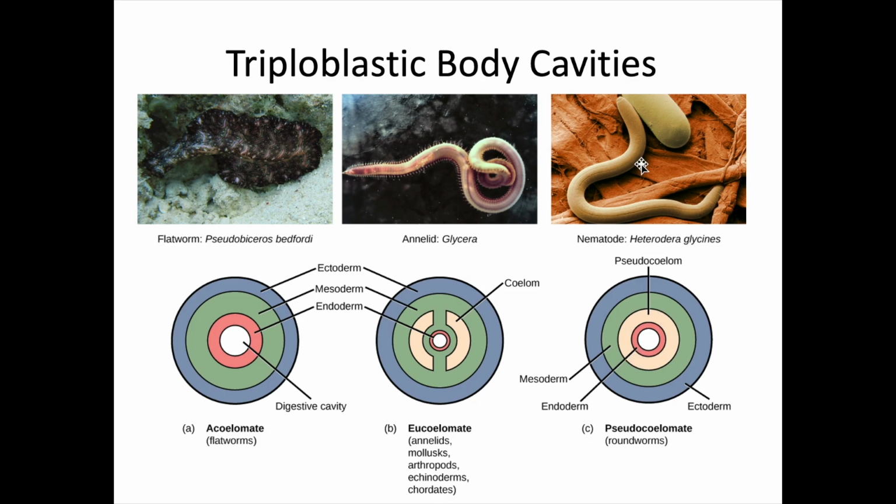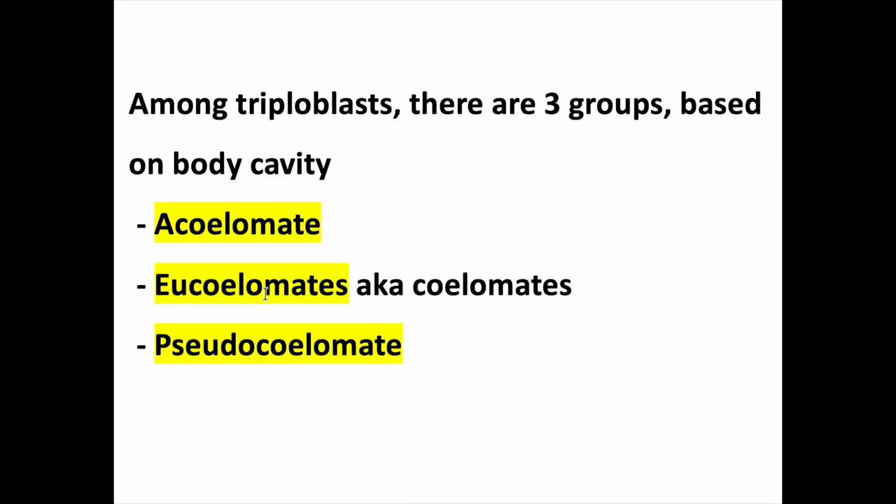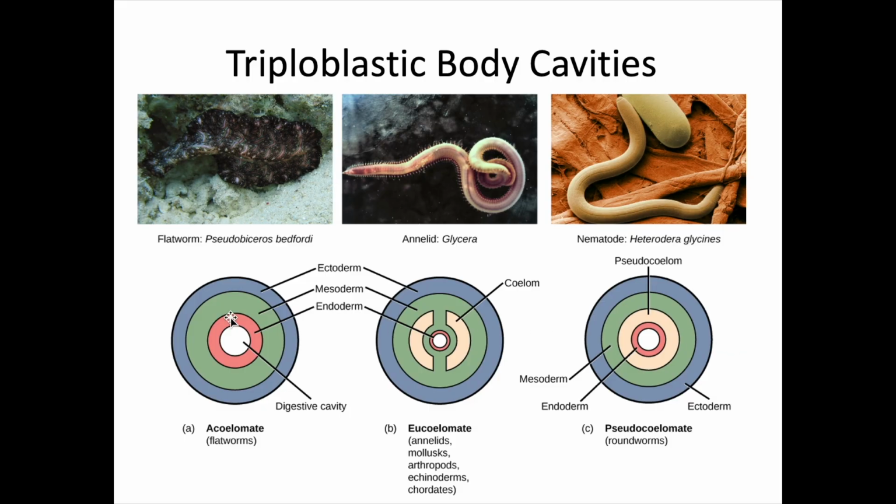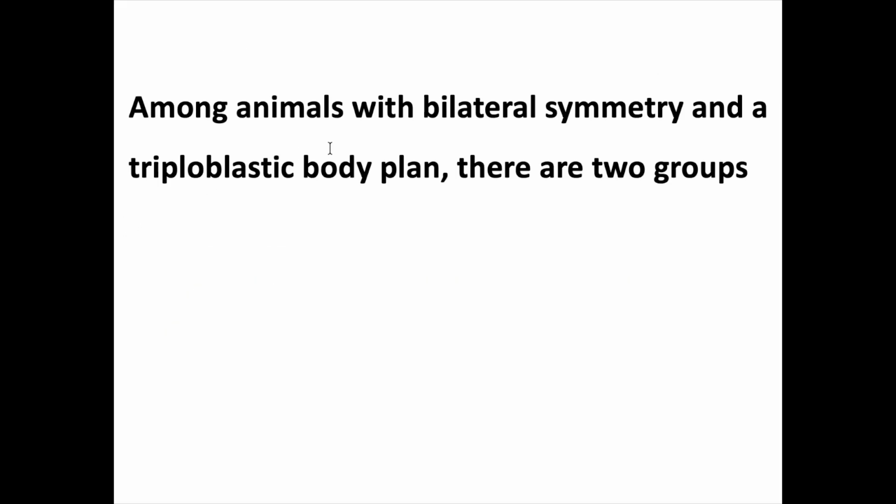We'll talk about all these different types of worms eventually in the coming chapter, but these are different types of body cavities that we see within triploblasts. Again, all of them in the key terms, but this is a great figure to look at to visually understand the differences between these three. Okay, there is one more distinction here. Among animals with bilateral symmetry and a triploblastic body plan, there are two distinct groups.